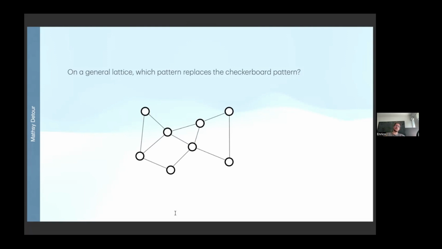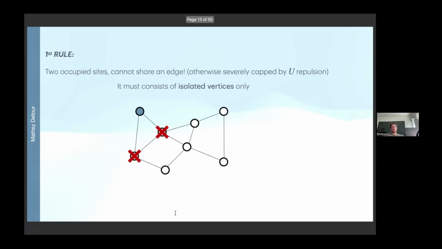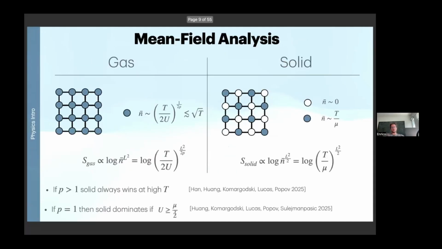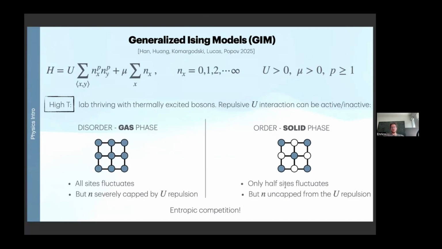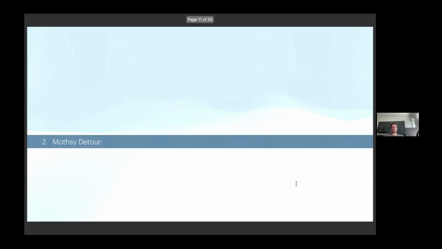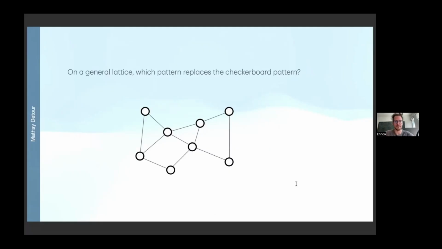Why is this question relevant? Because remember that at the end of the day, we want to prove that the checkerboard pattern or a generalization of it is the pattern that will emerge at high temperature. So we need to understand what is making the checkerboard pattern so important from a mathematical point of view. I already gave you before two rules to build a checkerboard pattern. So let's try to generalize to general lattices.